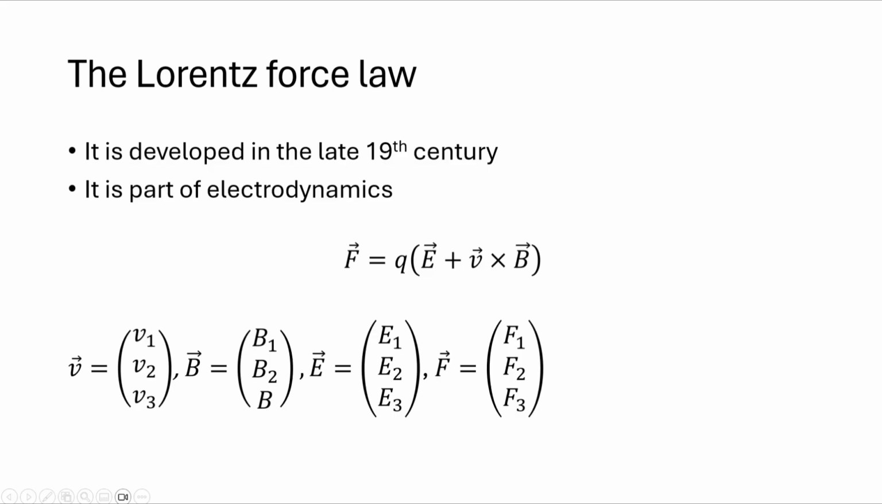The Lorentz force law appeared in the late 19th century. The Lorentz force is represented by F. Q represents the net electric charge, E represents the electric field, V represents the velocity, and B represents the magnetic field.